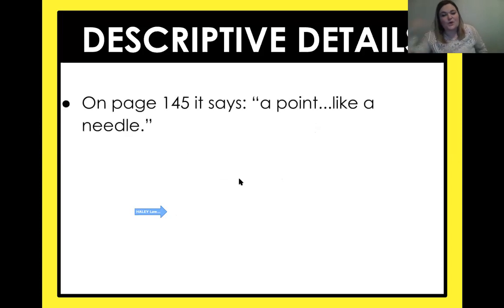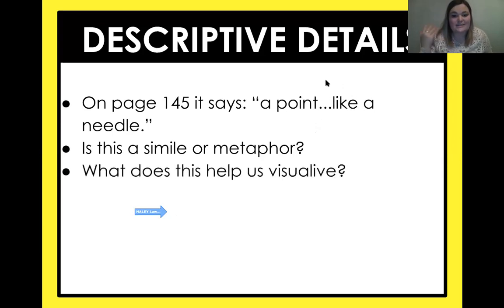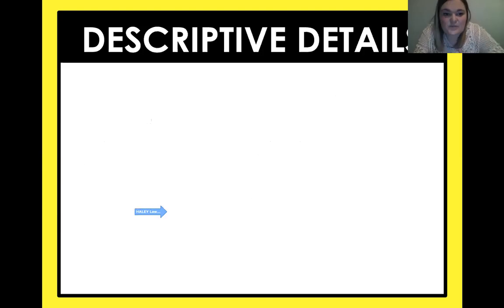So on page 145, it says a point like a needle. Is this a simile or a metaphor? What do you guys think? When they said the pen had a point like a needle. Good job, guys. Yeah, it's using that word like, which means it is a simile. What does this help us visualize? What sense is it using? Yeah, it is helping me visualize the sharpness of the pen, because if you get poked with a needle, it hurts. So that pen is super sharp and has a very tiny line. So that simile comes in handy to help us visualize that story.